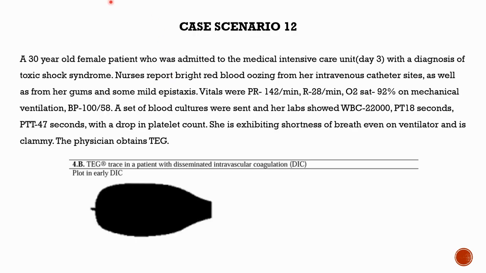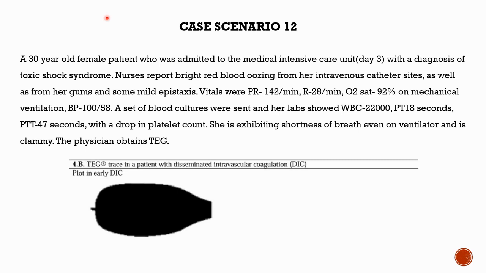Case scenario 12. A 30-year-old female patient was admitted to the MICU with the diagnosis of toxic shock syndrome. The nurses told that there was bright red blood oozing from her IV catheter as well as from her gums, and she also had some mild epistaxis. She was on mechanical ventilation. Regarding her vitals, she was hypotensive and tachycardic.